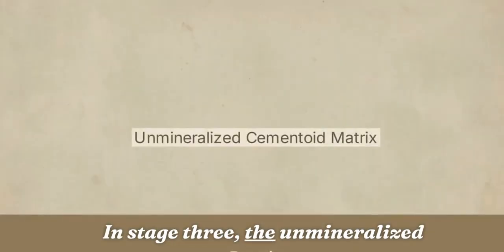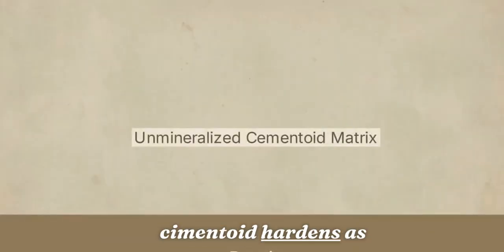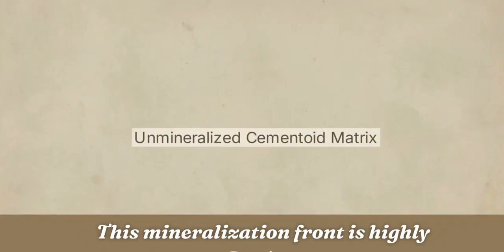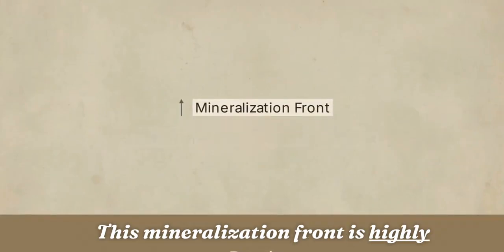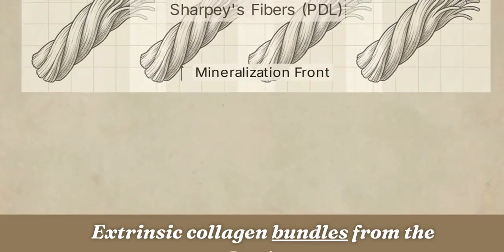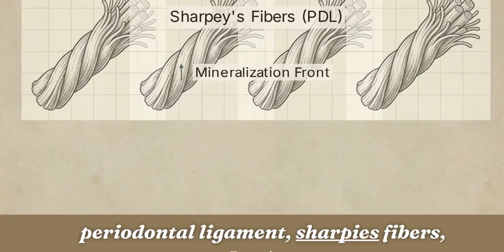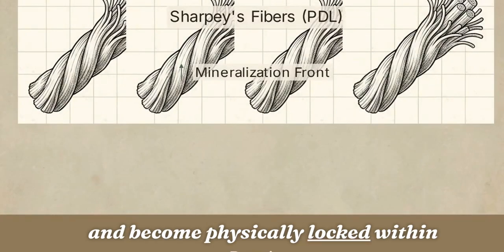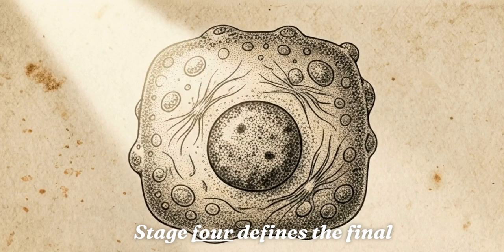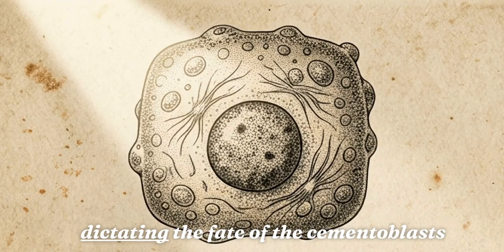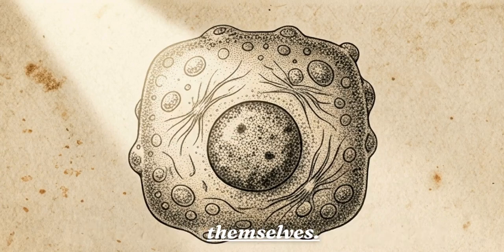In stage 3, the unmineralized cementoid hardens as hydroxyapatite crystals deposit onto the protein scaffold. This mineralization front is highly directional, advancing steadily outward from the dentin surface. Extrinsic collagen bundles from the periodontal ligament, Sharpey's fibers, penetrate the advancing boundary and become physically locked within the matrix. Stage 4 defines the final architectural layout of the tissue by dictating the fate of the cementoblasts themselves.